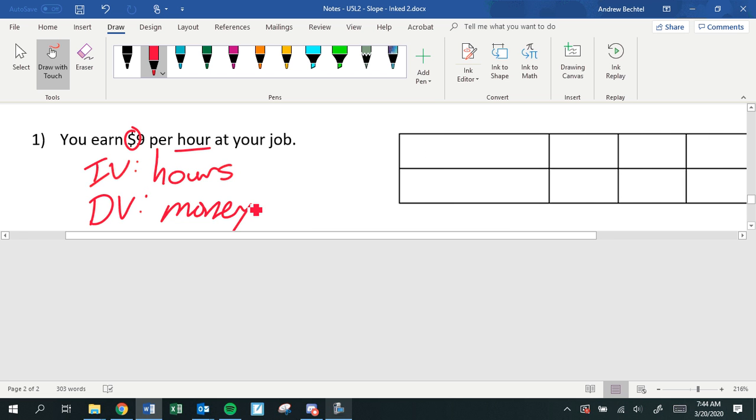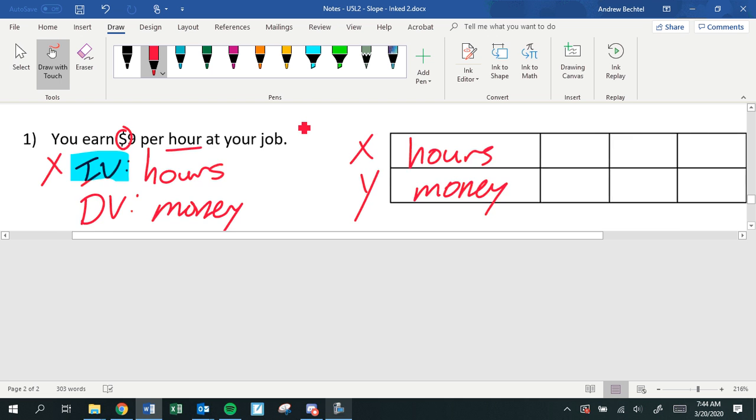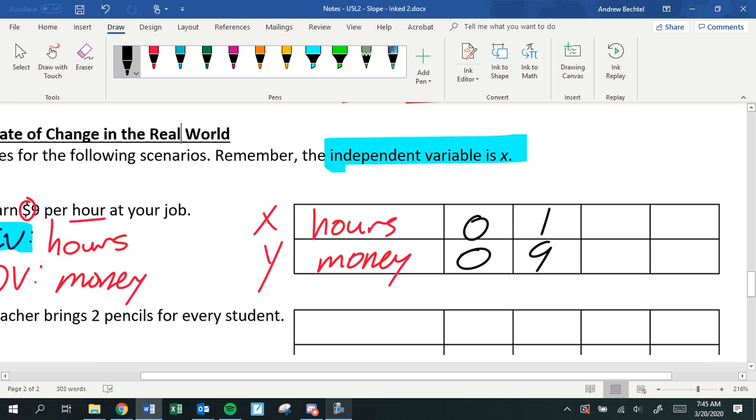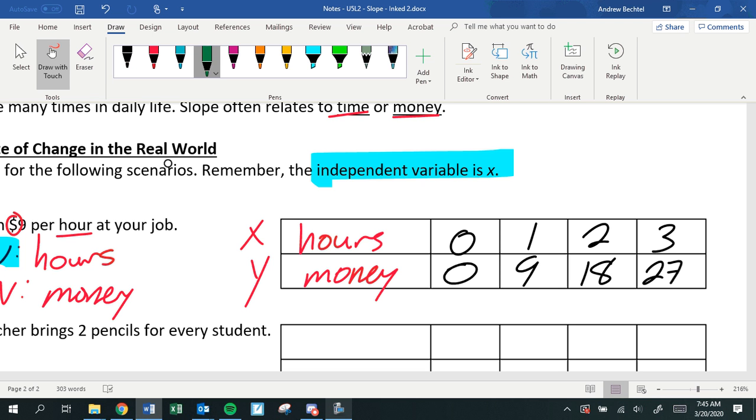It's worth remembering that the independent variable is x. If we're making a table, x goes on top, so we're going to put our variables here, hours and money. If you work 0 hours, how much money would you make? Nothing. If you work 1 hour, you'd earn $9. If you work 2 hours, you get $18. If you work 3 hours, you get $27.